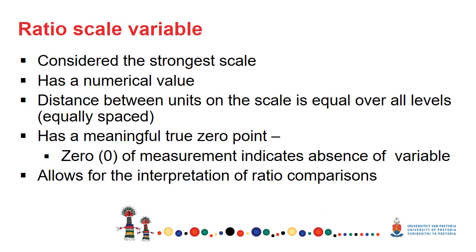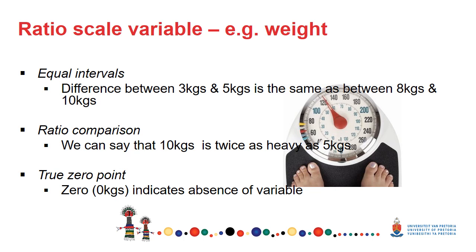Now we have reached the highest scale of measurement called the ratio scale. It is called ratio because it allows for ratio comparisons, which we could not do with temperature in the interval scale. See more explanations in the slide. Examples of a ratio scale of measurement is weight. It is equal intervals, ratio comparison, and true 0 point. Ratio comparison means if you weigh 100 kg and I weigh 50 kg, then you weigh twice as much.